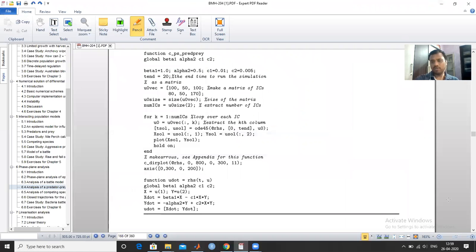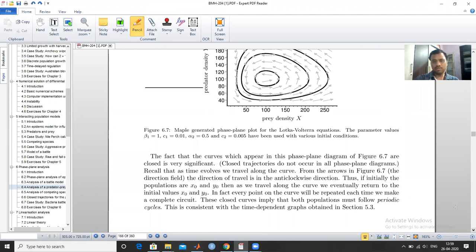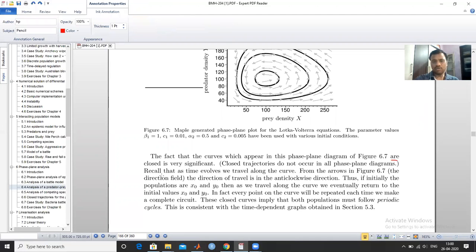So what is the meaning of this? If we plot this, this type of trajectory we have seen. So there is an observation. What is the observation? These trajectories are closed, meaning there is no end, there is no open end. So closed trajectories do not occur in all phase plane diagrams.